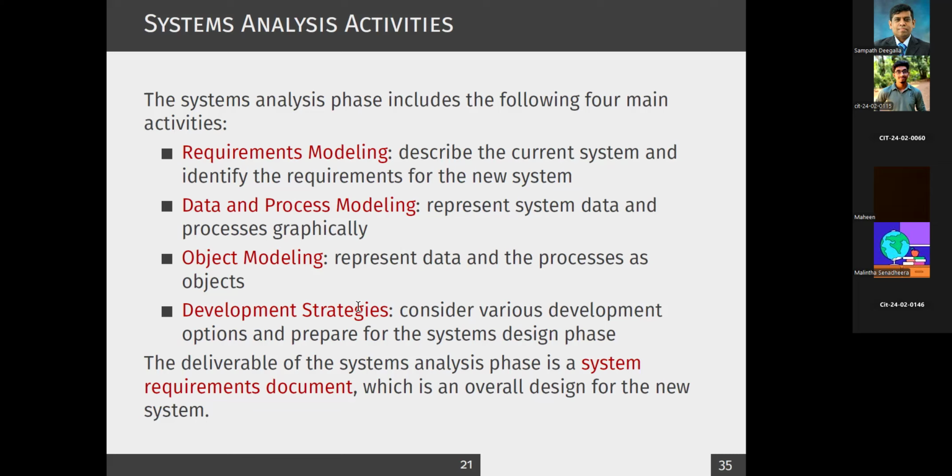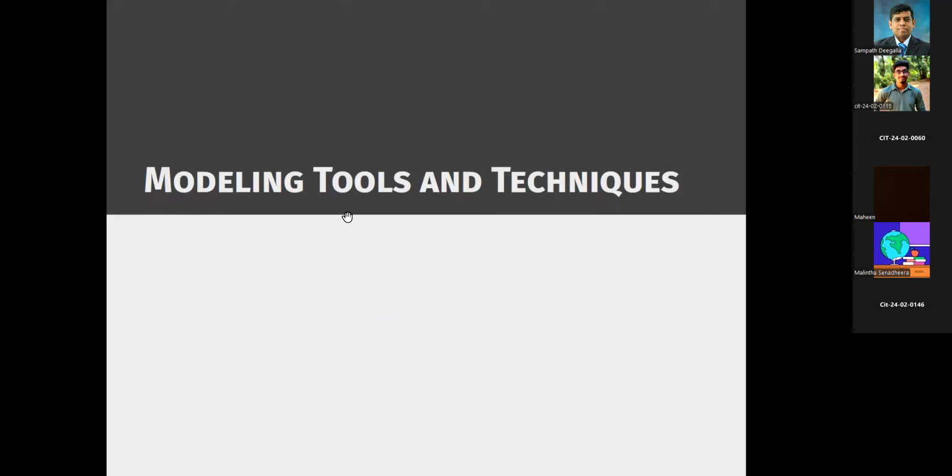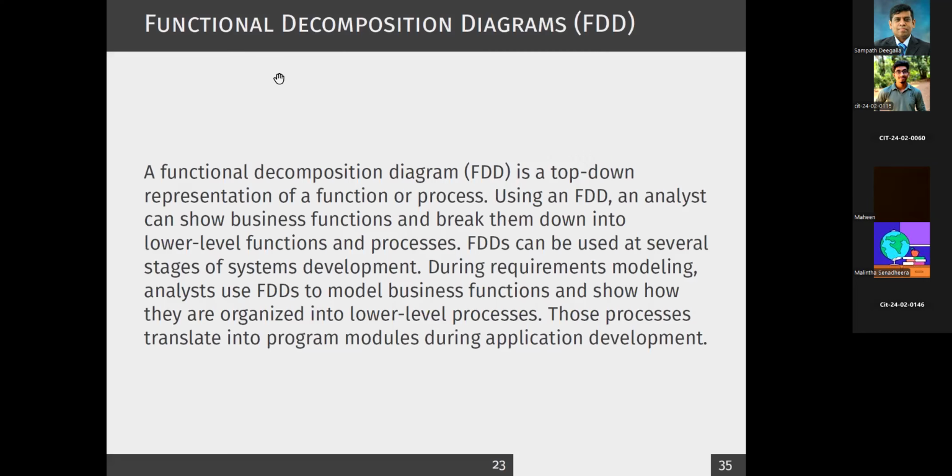We can consider various different options, and we can prepare for the system design. So what is the outcome of this? The deliverable of the system analysis phase is the system requirements document, which is the overall design for the new system. Right. So those are the very basic ideas. Now we are going to focus on the tools and techniques. Remember, we have done SWOT analysis, right? So likewise, we can have tools and techniques.